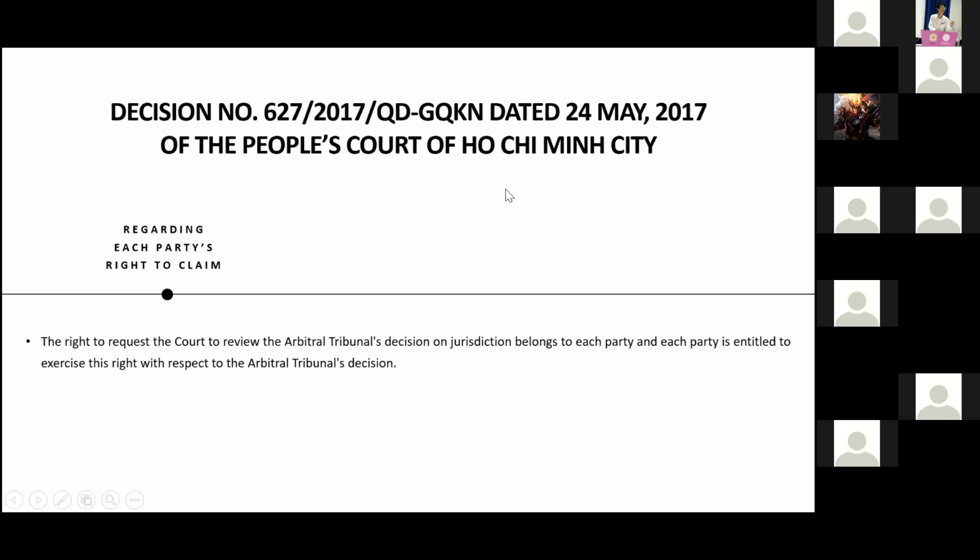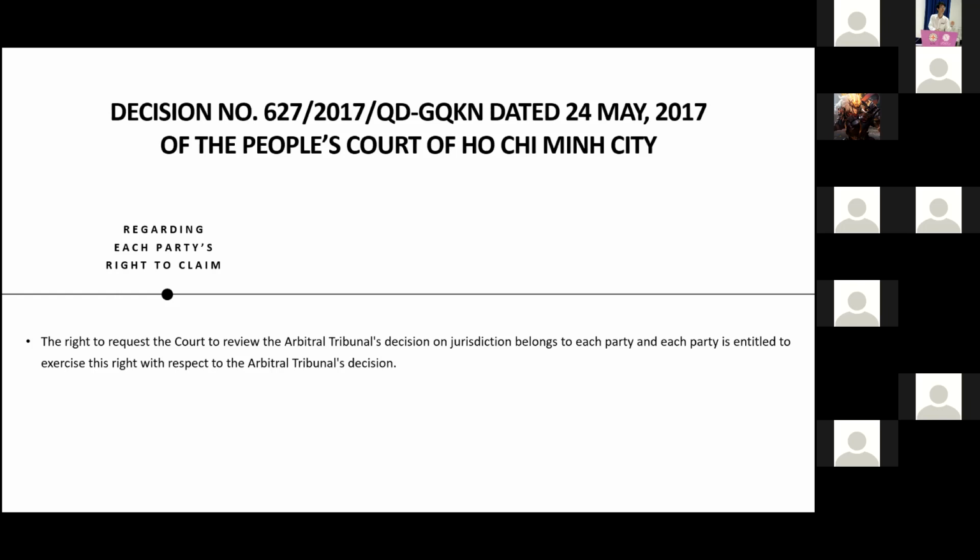So first, regarding each party's right to claim, the court doesn't intervene on its own to review the decision of the arbitration tribunal. In fact, according to Clause 1, Article 44 of the Commercial Arbitration Law, the parties have the right to submit an application to the competent court to review the decision of the arbitration councils.